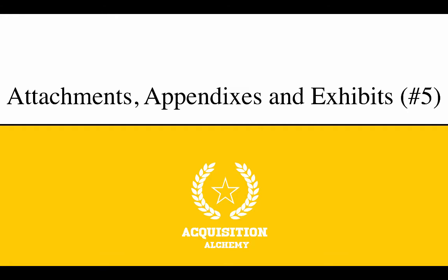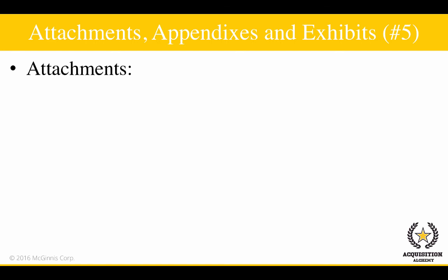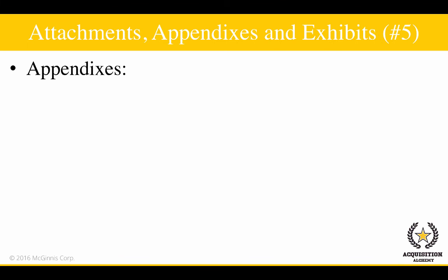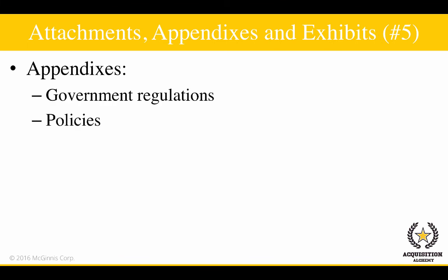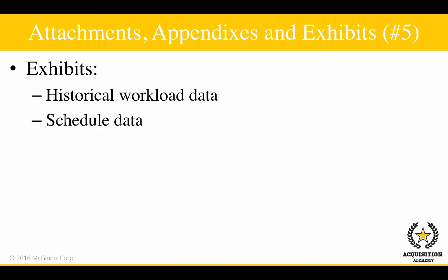The attachments, appendices, and exhibits section includes documents that are provided from the government to the contractor as necessary to provide the contractor with supplementary information needed to help the contractor understand, perform, and be compliant with a contract's terms and conditions. Attachments may include drawings, specifications, and technical documents. Appendices may include government regulations, policies, or government forms to be used during contract administration, and exhibits may include items such as historical workload data, schedule data, or other documents relating to the requirement.